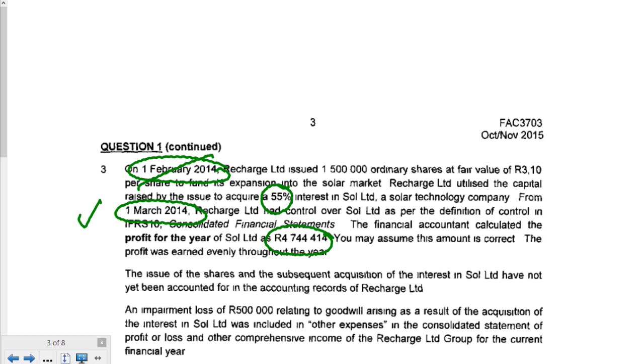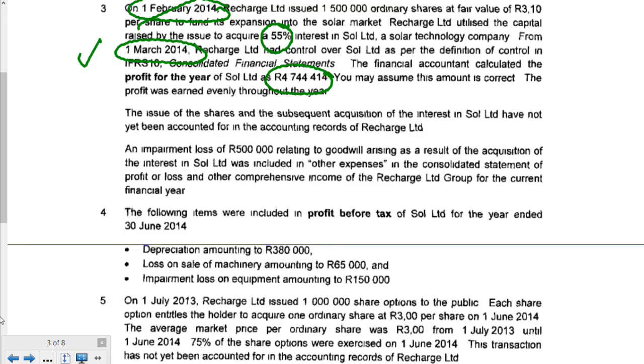I would do that, although it seems to not be very clear, but when you read it, you'll have to see. The issue of shares, so there was an impairment loss which has been accounted for in other expenses, so that we don't need to worry about. The following items were included in profit before tax for the year. So these numbers are included in there. Depreciation, loss on sale of machine, impairment loss. This is for what? Headline earnings, isn't it? Headline earnings.